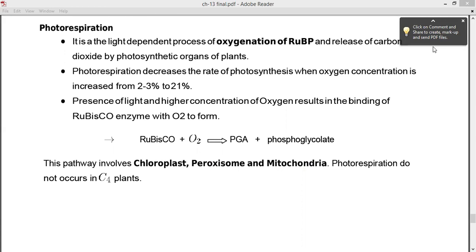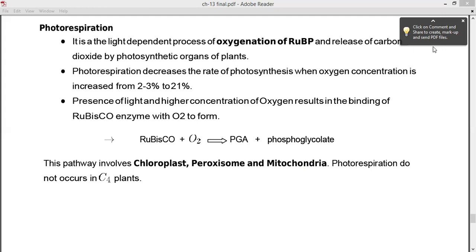Now, presence of light and higher concentration of oxygen results in the binding of the Rubisco enzyme with oxygen to form PGA, that is phosphoglyceric acid, plus phosphoglycolate. So when there is light and more and more oxygen is present, at that time the Rubisco enzyme binds with the oxygen, because here we are undergoing the process of oxygenation of RUBP, that is ribulose bisphosphate.